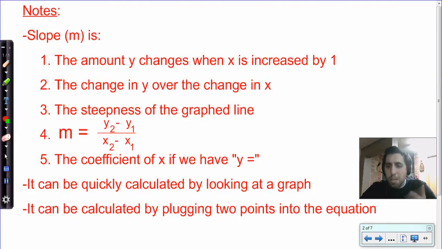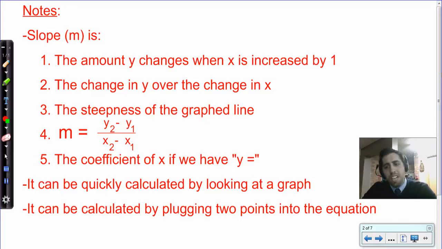4 kind of goes with number 2. Should have put them next to each other so you can draw an arrow between them. If we're talking about the change in y, that'd be y2, or a second y coordinate, minus y1. That tells you the change. So if I say, what was the change in Mr. Schwartz's weight this year, you would have to find my weight at the end of the year and subtract it from the beginning of the year. That would be finding the change. So the change in y divided by the change in x means y2 minus y1 over x2 minus x1.